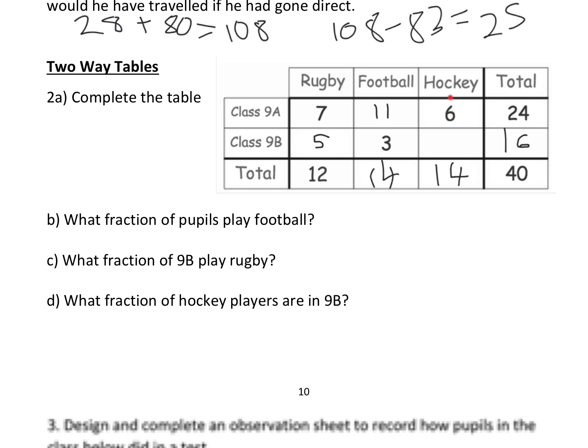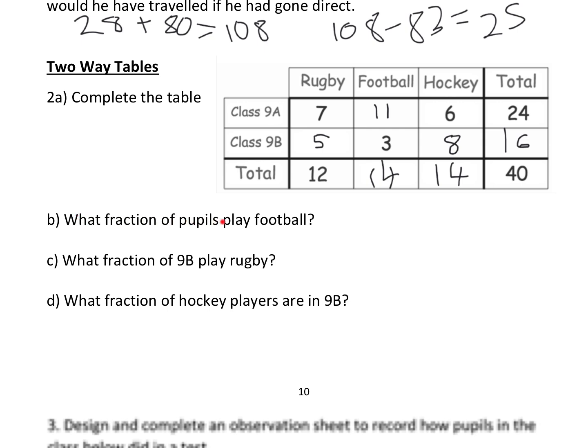And hockey then, there needs to be 14 playing hockey. We've got 6 playing hockey in 9A, which means you're going to have 8 people playing hockey in 9B. Once you've filled in the table, that makes the questions relatively straightforward.